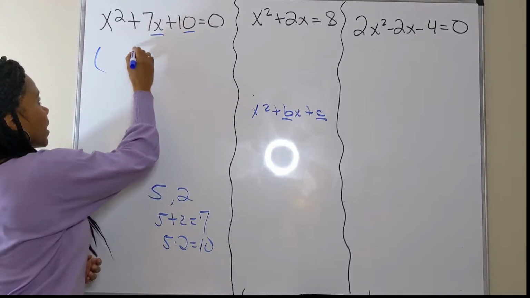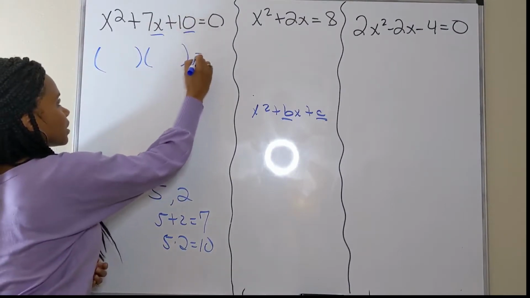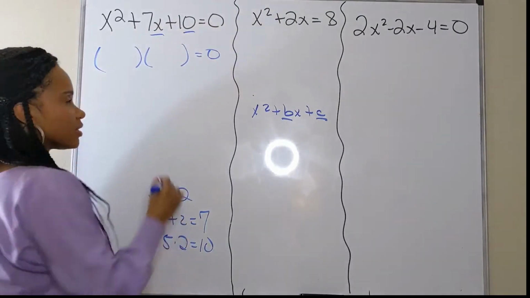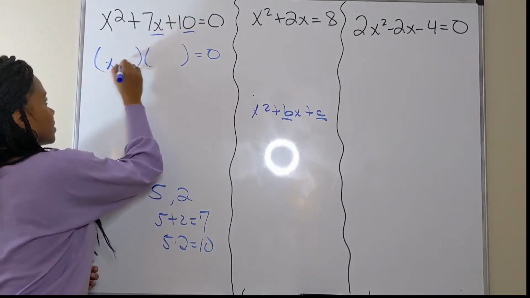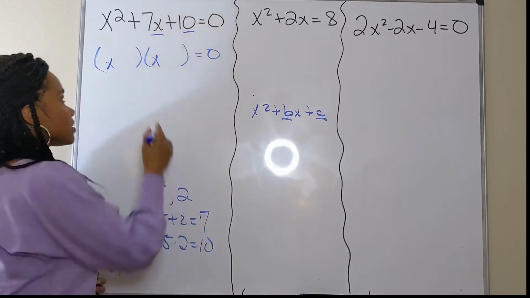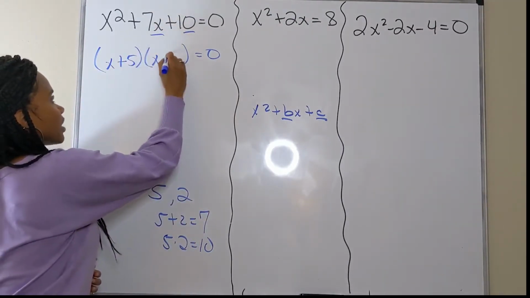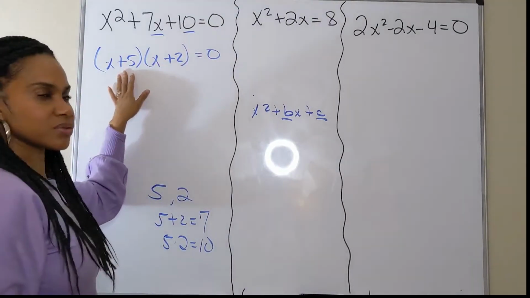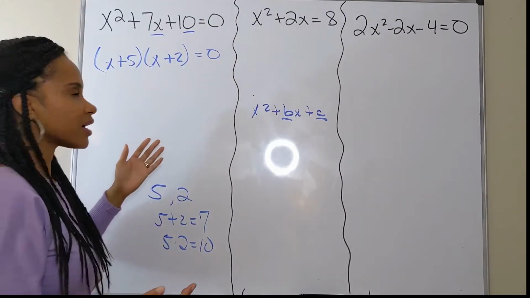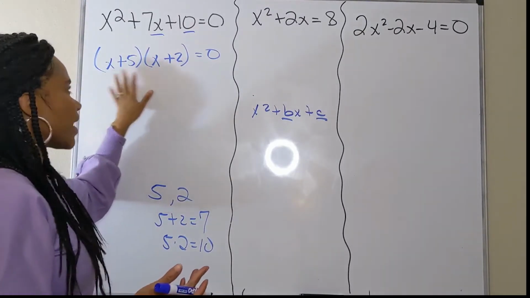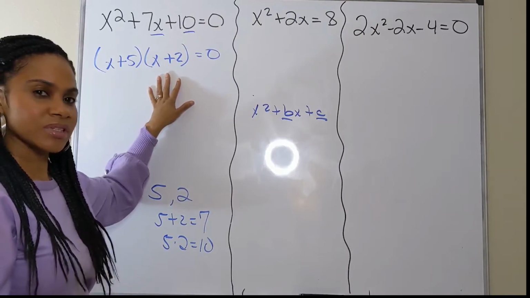So I'm going to write my binomials, meaning each has two terms. We want to use the variable that we're given, so that would be x and x. Since the 5 and the 2 are positive, that would be x plus 5 and x plus 2. And I could switch it, I could do x plus 2 and x plus 5. It doesn't matter, as long as I have the same binomials. So now I've factored this expression, and I want to solve it.